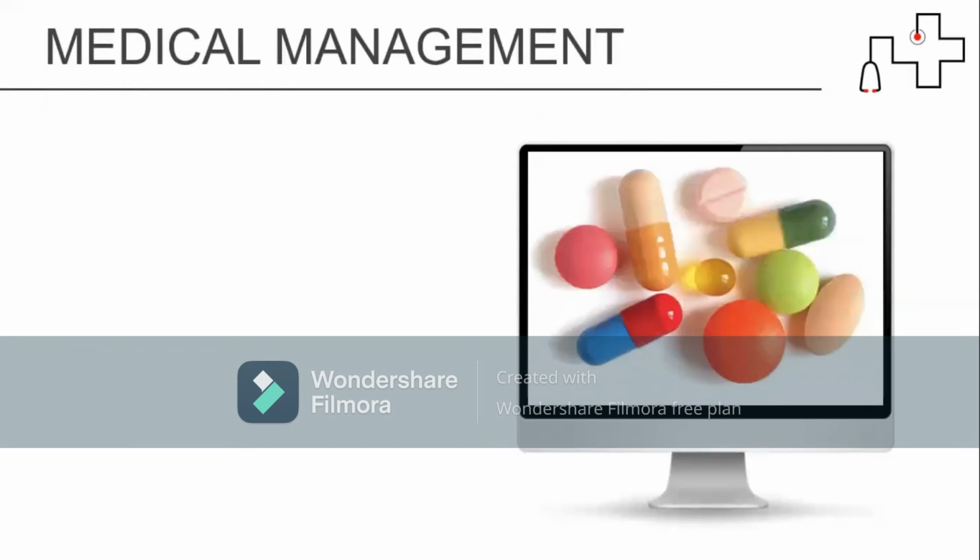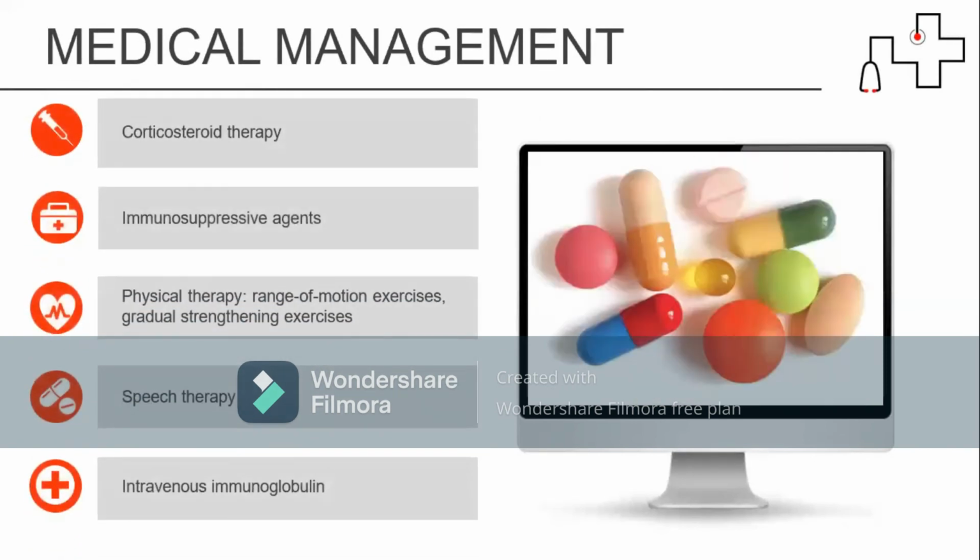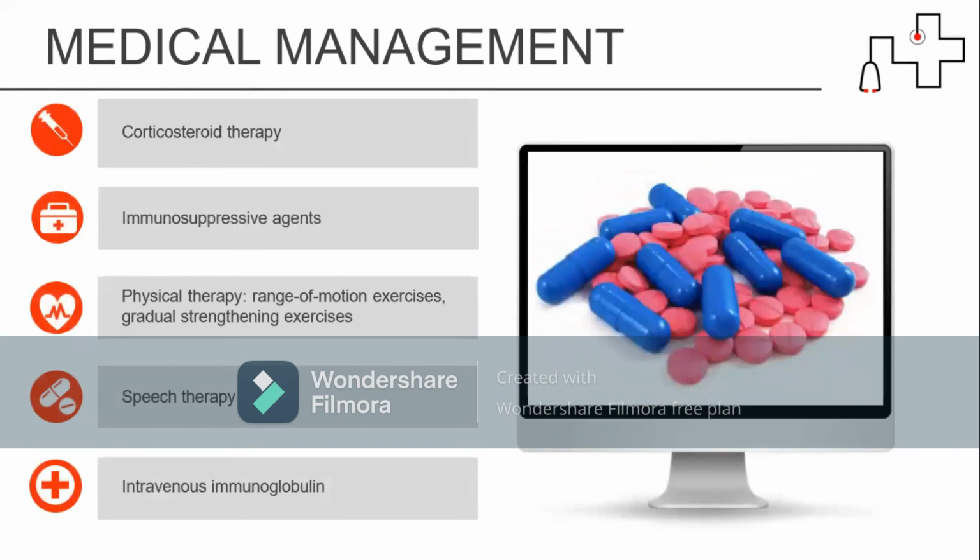The medical management for polymyositis: corticosteroids, immunosuppressive agents, physical therapy like range of motion exercises and gradual strengthening exercises, speech therapy, and intravenous immunoglobulin.